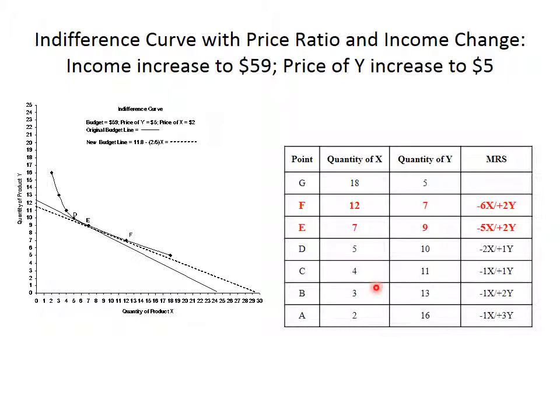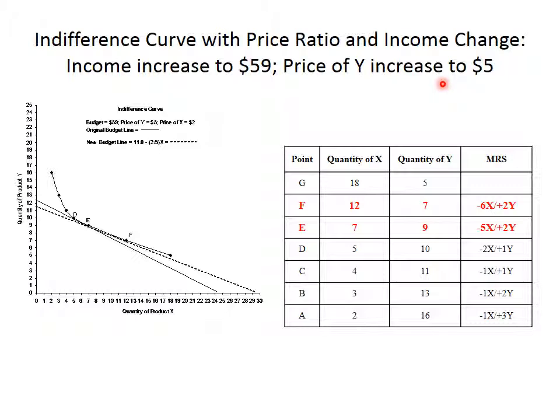Here was our original indifference curve. Again, we're sacrificing 6 and getting 2. We're sacrificing 5 and getting 2. We're sacrificing 2 and getting 1, etc., etc. Now let's look at our price changes and our possible combinations along our budget line. We've increased our budget to $59. We've changed the price of Y to $5.